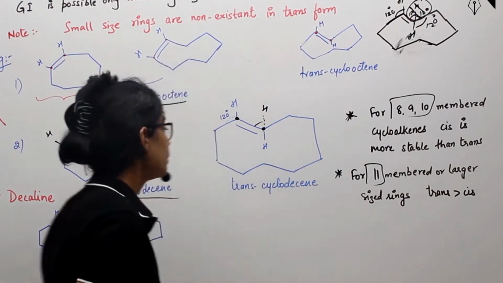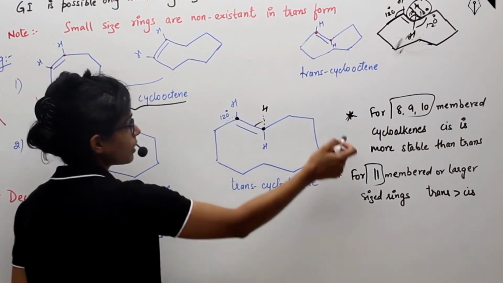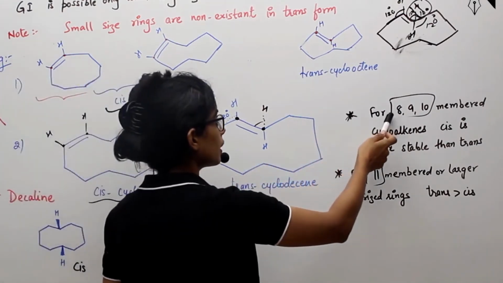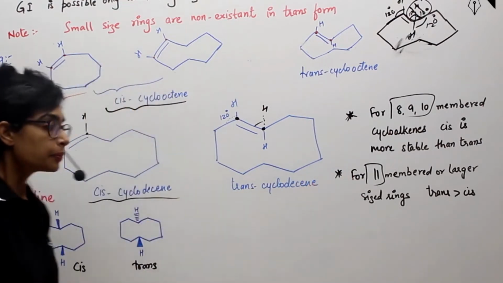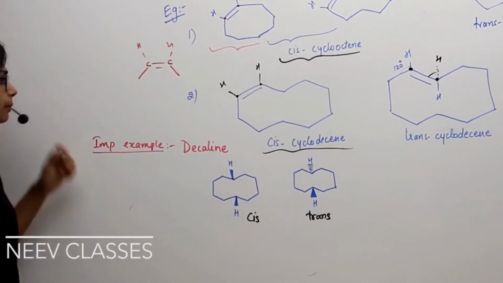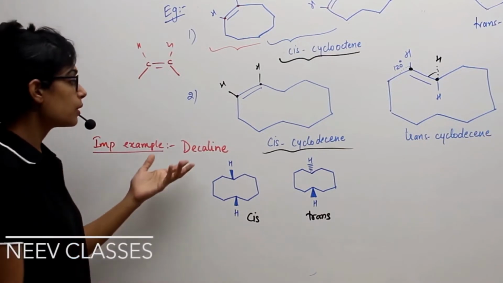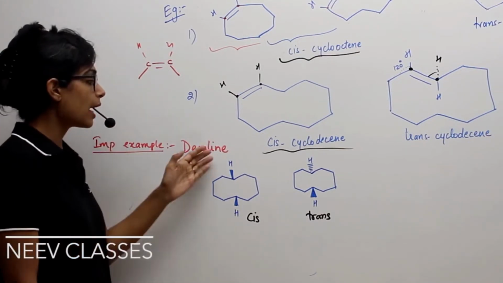Okay, so this you can just act as a matter of fact, because we generally deal with 8, 9 and 10 membered rings only. This is just for your information. Now there is one more example which doesn't have a double bond but is based on the cyclic ring. So I thought I'll just add it over here.